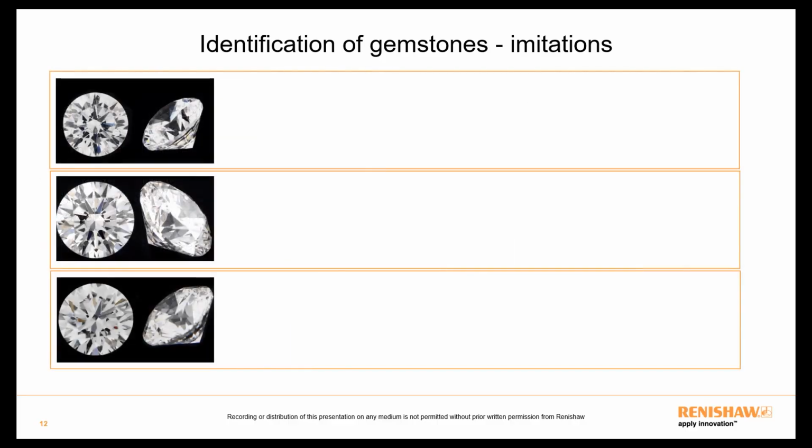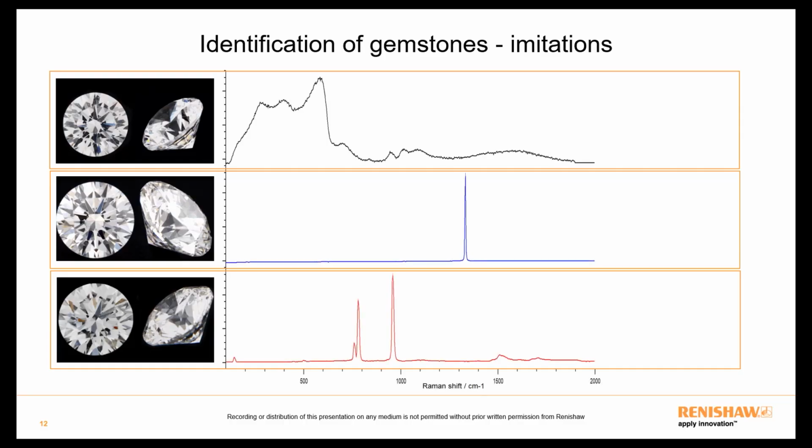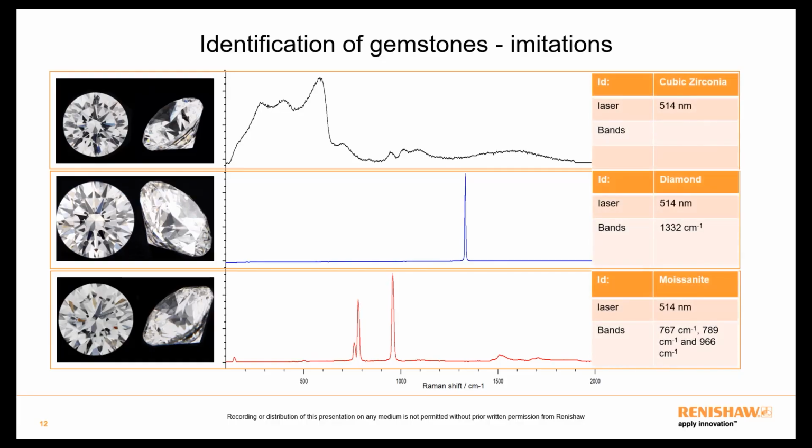There are many materials that superficially have similar visual characteristics to diamonds. Here we take 3 examples. For each, we collect a Raman spectrum and then use a library search to identify the material. This produces unequivocal identification of the material without touching it in any way. Here we have cubic zirconia, diamond and moissanite.